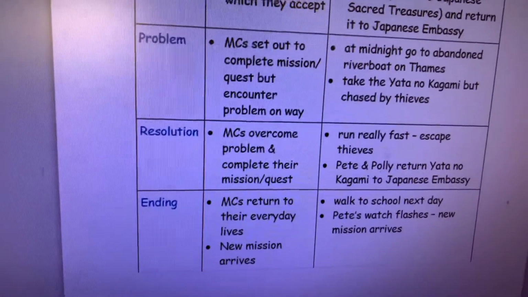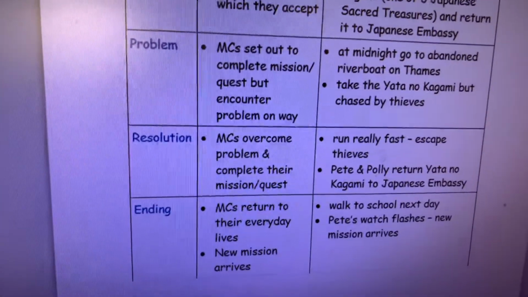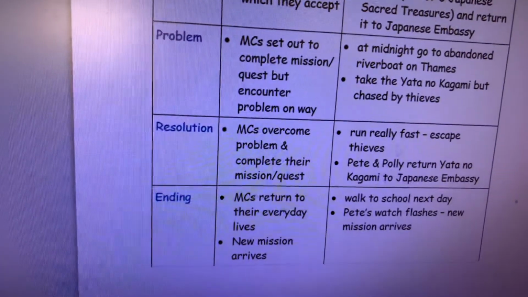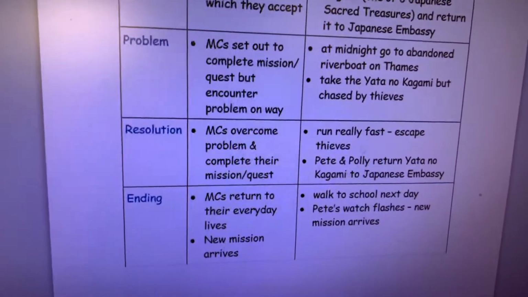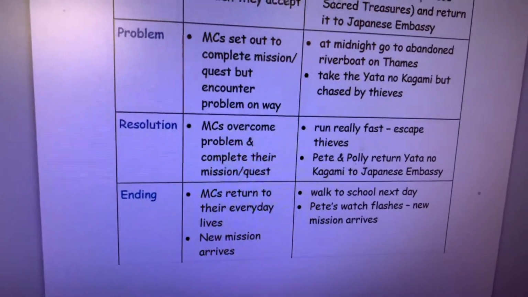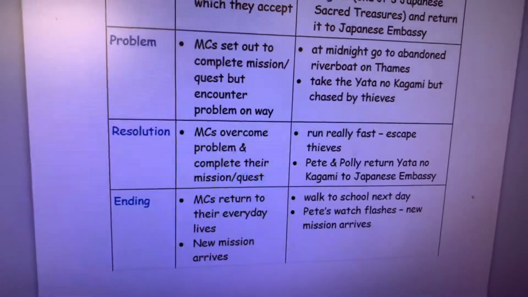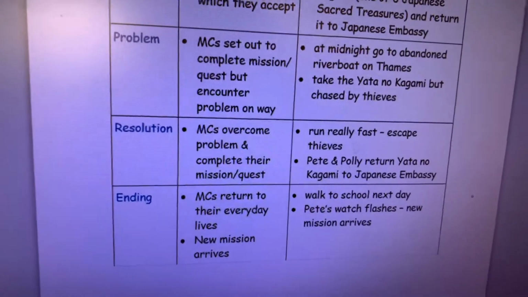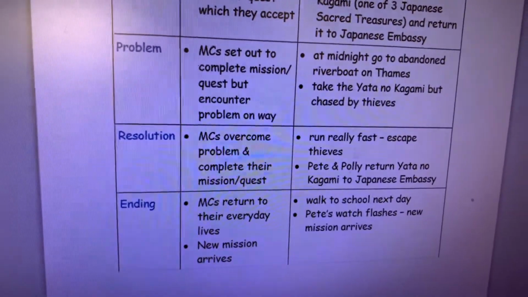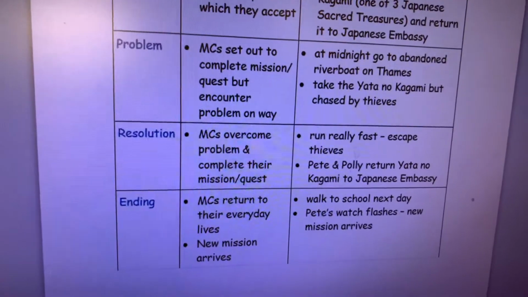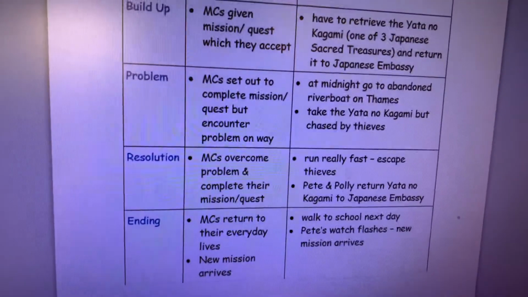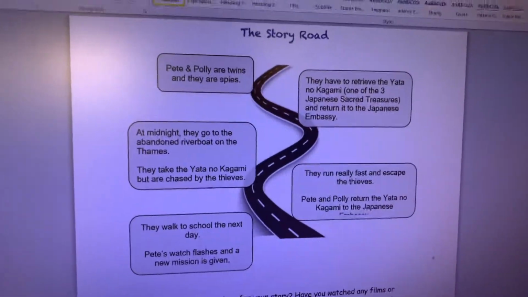And then the ending, you want to end perhaps not on a cliffhanger all the time, but something that might say to the reader, ooh, there might be another story here. So what happens at the ending of Mission Possible, as they walk into school, Pete's watch flashes, and they think, okay, a new mission arrives. Oh my gosh. Now, I'll show you this.